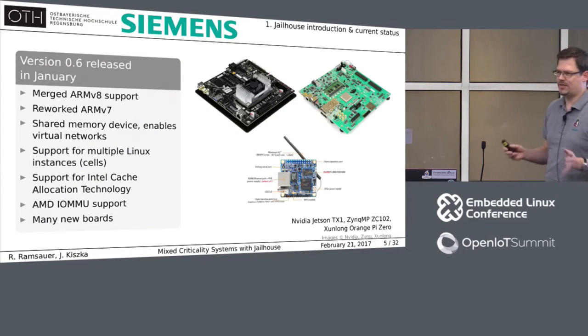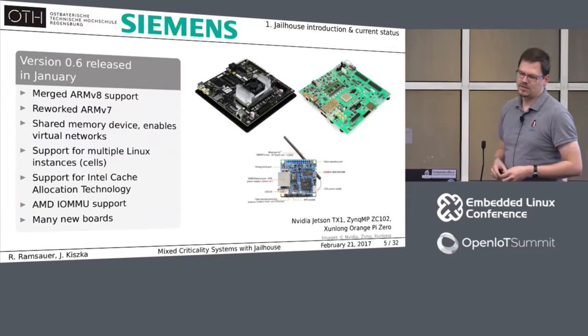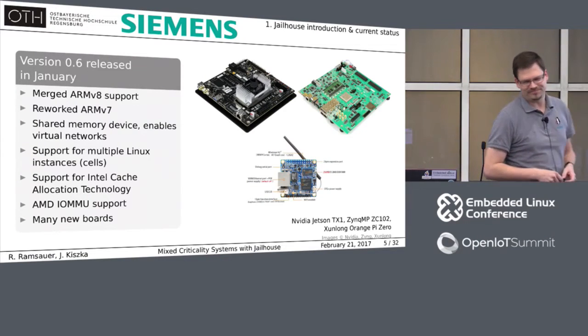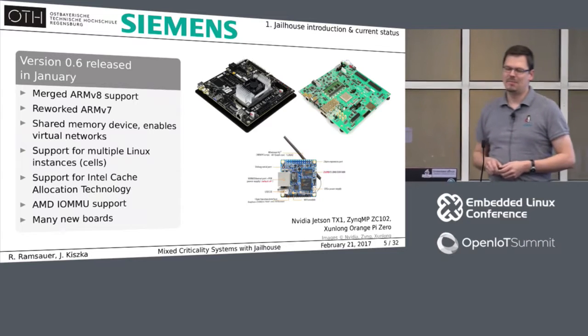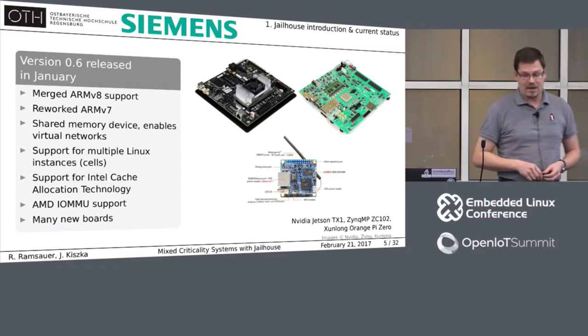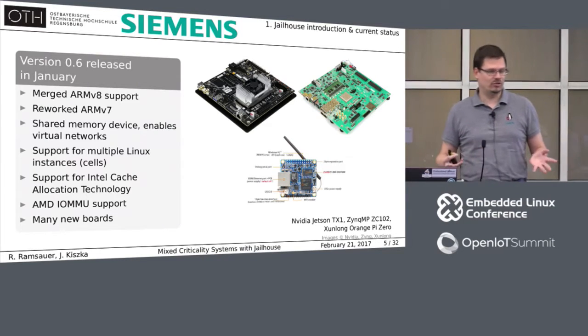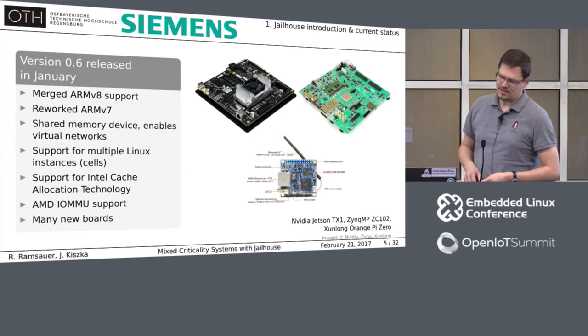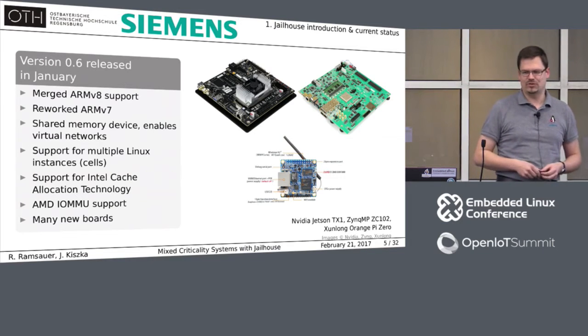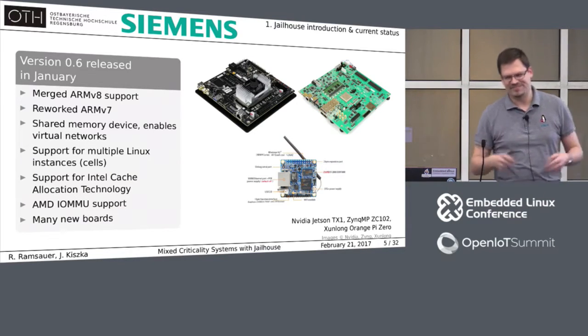Just a brief update on what we are doing right now. In January, we released version 0.6. So it's not quite 1.0. There's still some bit to go. But we made major steps forward already. We merged ARM V8 support by that time, finally, officially, contributed by Huawei nicely. Along with this, we reworked ARM V7 support. We now have a nice way to communicate between the guests, obviously you need this, via shared memory devices. And on top of this, we have virtual networks available.